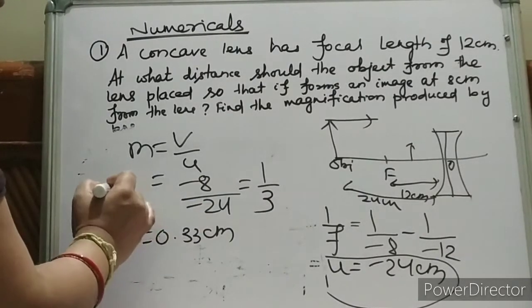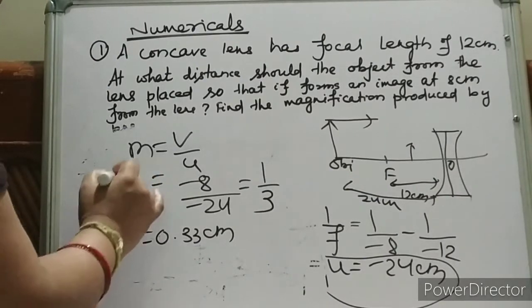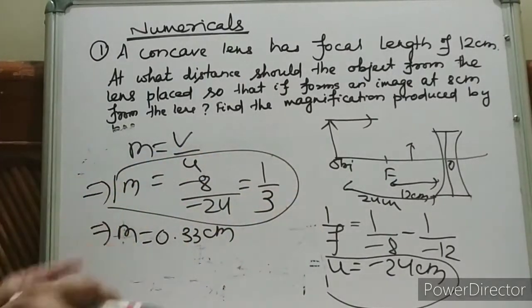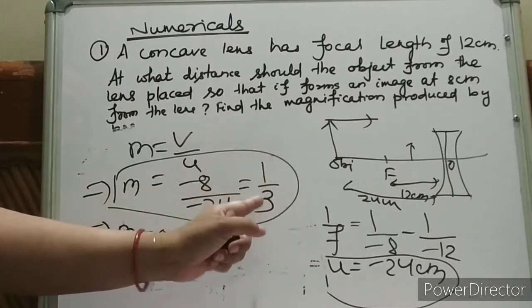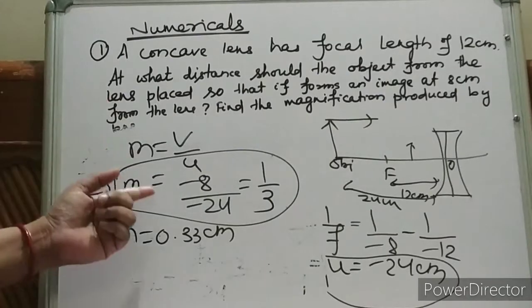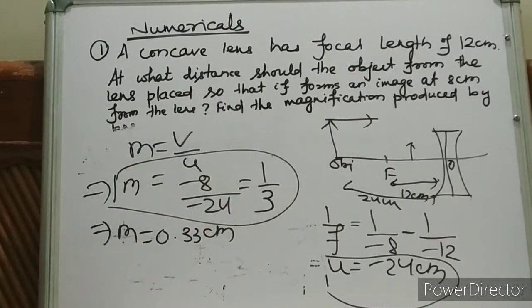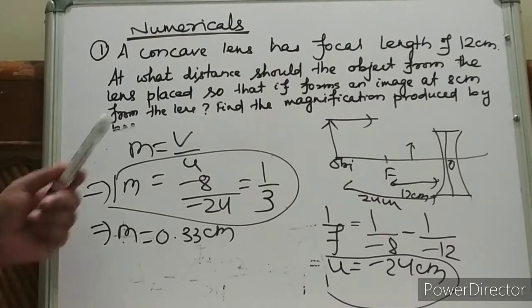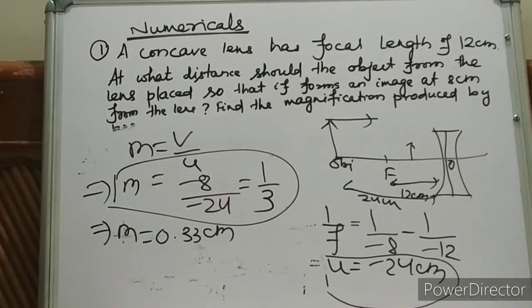So from this value, what information are we getting? Magnification m is equal to 1 by 3. That means your image is 1/3 of the object size. Is it clear, children? So let me move to the next question.